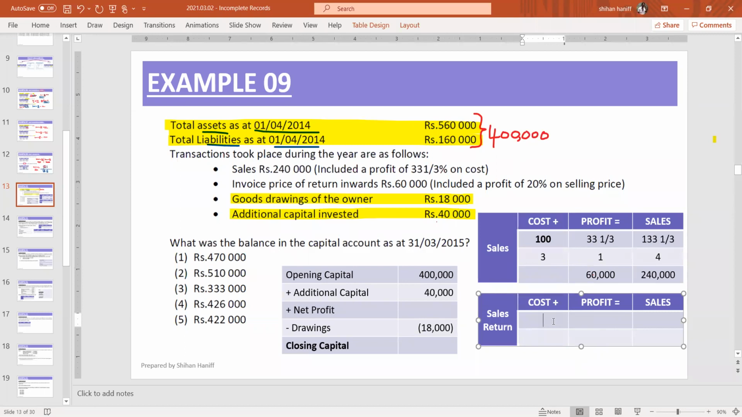Invoice price of return inwards includes a profit of 20% on selling price. So here, selling price means sales is 100, profit is 20, cost is 80. So invoice price means selling price is 60,000. How much is the profit?